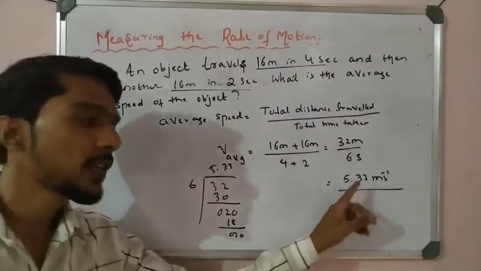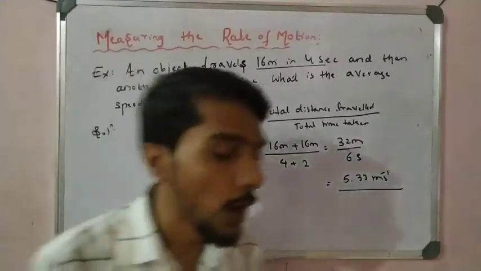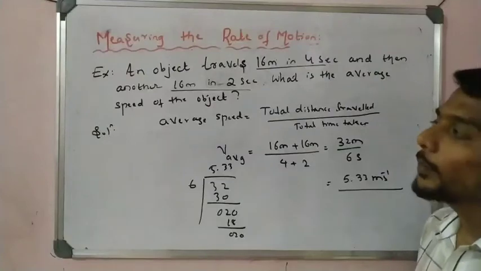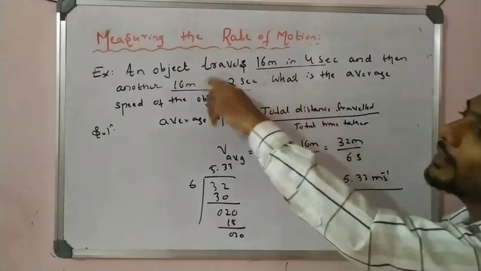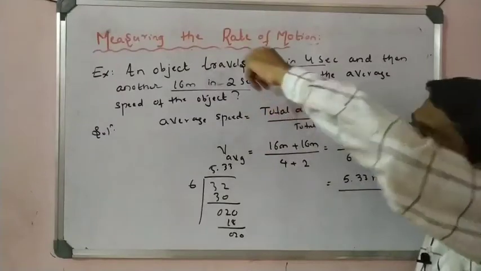So if you get this answer, your answer is correct, right? See how simple it is, how you calculate average speed here. So that is the average speed concept. Simply what we did here, we added all the meters. How much did it travel? It traveled 16 meters and then 16 meters.